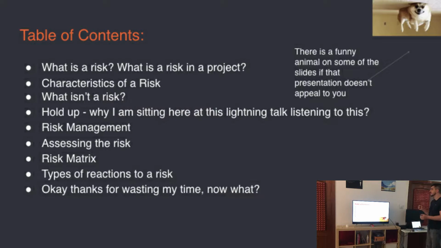So basically, table of contents. I will talk about what a risk is and what a risk is in our business, so in projects, obviously. Characteristics of one, what isn't a risk. Then we go to the part which I called hold up, why I'm sitting here at this lightning talk listening to this. And then risk management, assessing the risks, the risk matrix. So now we go to the technicals and how we can work with that. Types of reactions to the risks, and okay, thanks for wasting my time, and now what? What can I get out of that? I guess even the pessimists and the people who are not really interested in those parts should have something that they can take out from this meeting. So enough with the crap and let's go.